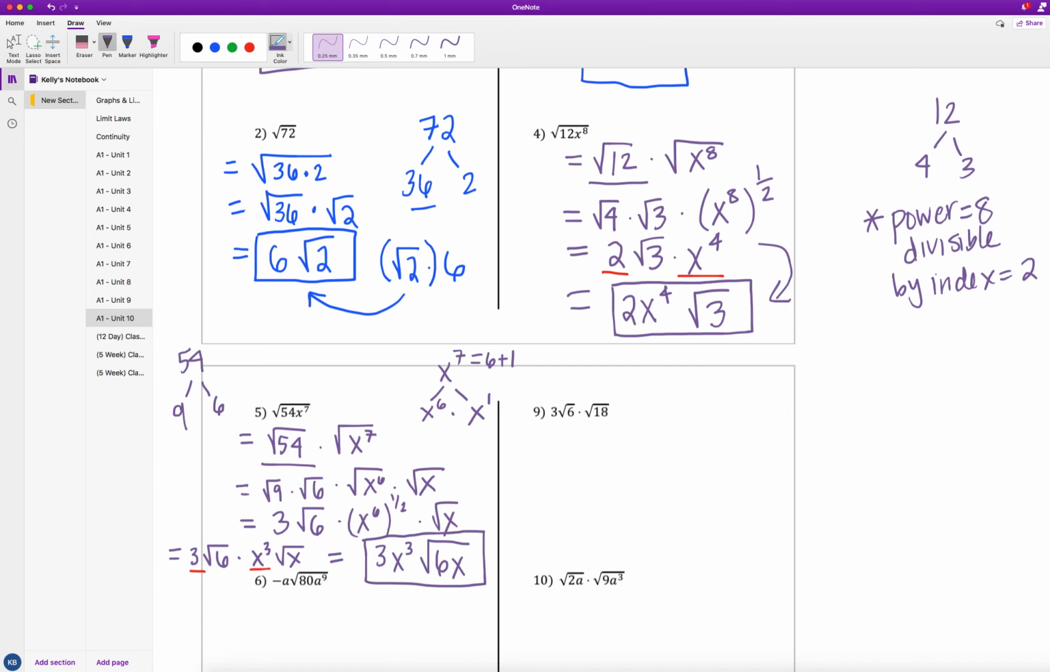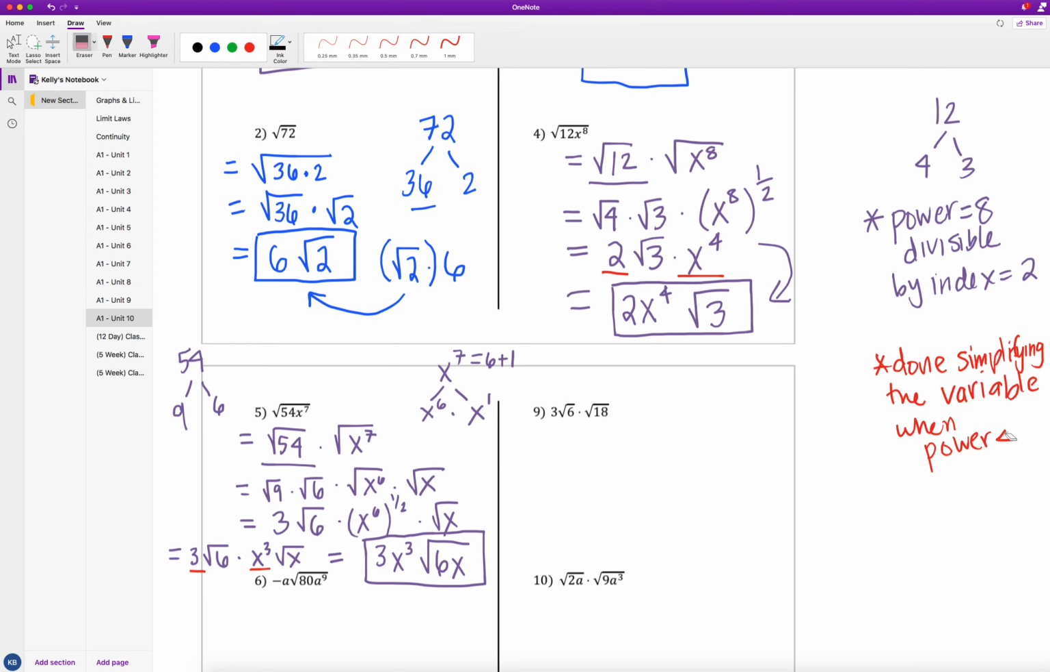We know that this is simplified all the way down because the 6 has no more perfect squares inside of it. So I can't factor anything out of the square root of 6. And on the variable term, the reason I know that we are done simplifying here, and I'm going to add this in red on the side, is we are done simplifying the variable when the power is less than the index.